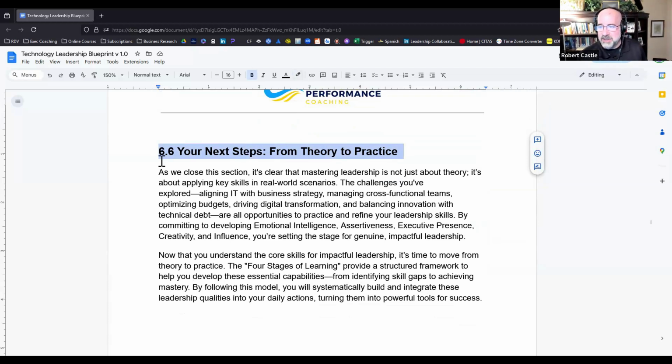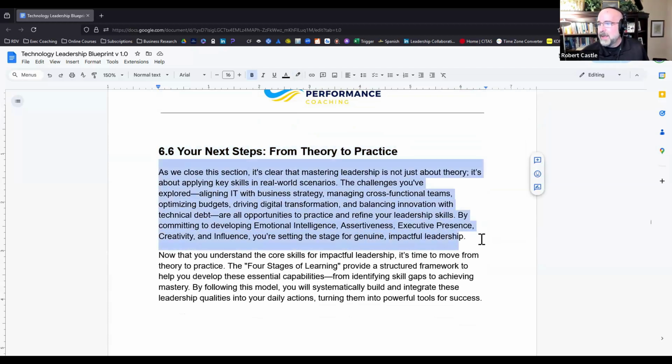As we close this section, it's clear that mastering leadership is not just about theory, it's about applying key skills in real-world scenarios. The challenges you've explored, aligning IT with business strategy, managing cross-functional teams, optimizing budgets, driving digital transformation, and balancing innovation with technical debt, are all opportunities to practice and refine your leadership skills. By committing to these core 5 leadership skills: emotional intelligence, assertiveness, executive presence, creativity, and influence, you're setting the stage for genuine, impactful leadership.